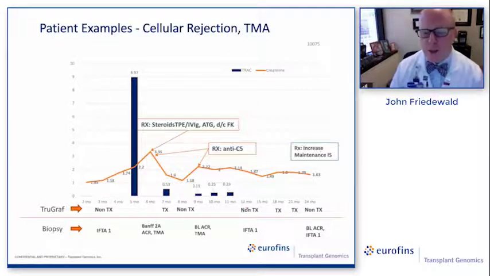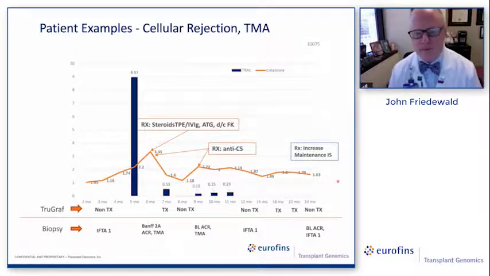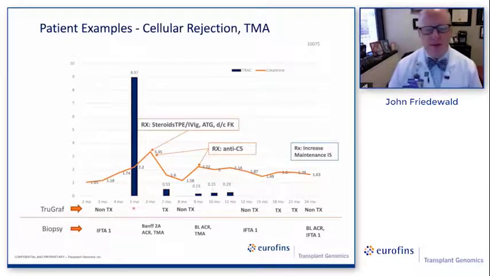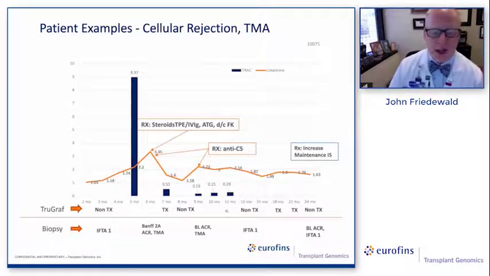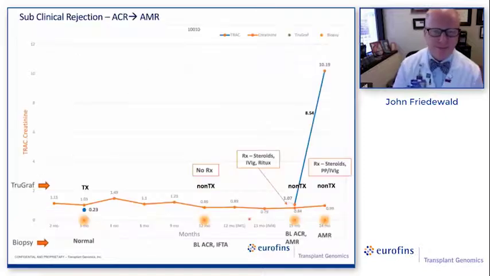At the 1 year mark, the patient had another non-TX TruGraf result, and again, just showed interstitial fibrosis and tubular atrophy. They then went on to have 2 more TX results later on, again with the stabilized serum creatinine. But at the 2 year mark, they had a non-TX TruGraf result, again a biopsy showing borderline acute cellular rejection, treated with an increase in maintenance immunosuppression. So you can see how the TruGraf testing can mirror what's going on in the biopsies and eventually replace what we need for biopsies in stable patients.